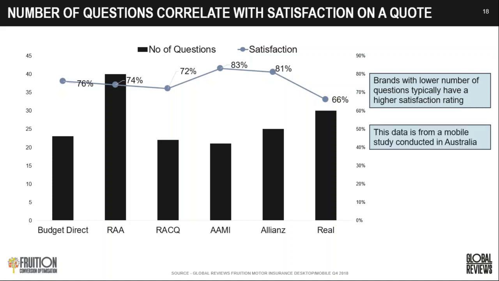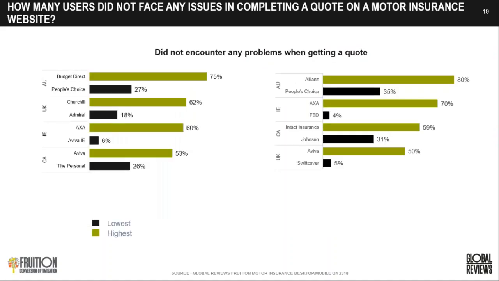The data in the chart you're seeing now is from an Australian study that was conducted on mobile devices. Now, let's look from an evaluation point of view. What is evaluation? Evaluation is a question that we ask the users once they complete this task: how many of you did not encounter any problems while getting a quote? Across 70 sites that were assessed across 4 countries, Australia, Canada, Ireland, and the UK, we have taken 8 of the top performers and 8 of the bottom performers to compare the quote tool and the quote journey.